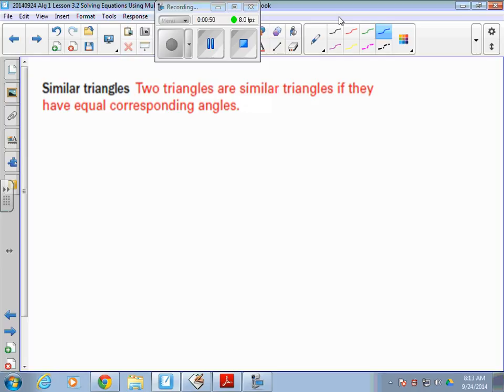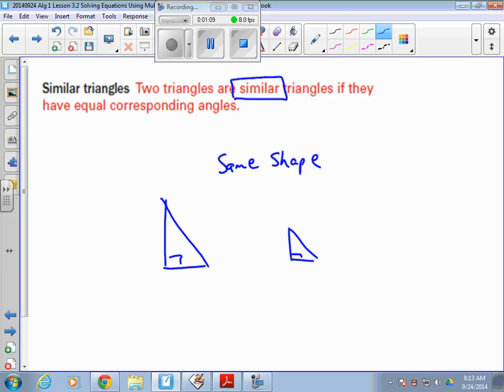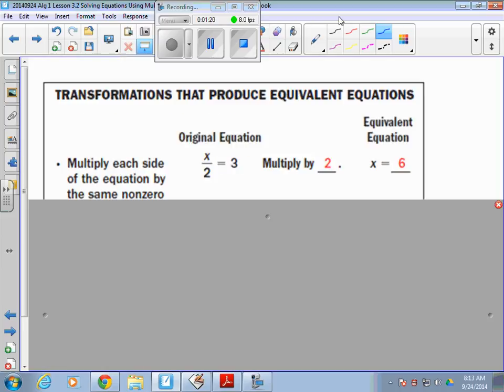Similar triangles are two triangles that have equal corresponding angles. Anytime you see this word similar, that means same shape. For example, this triangle here is similar to this triangle here, because even though one of them is much larger than the other one, they're the same shape, and they're similar because their sizes are proportional to each other.